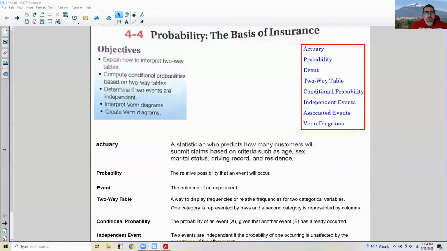Okay, this is chapter 4.4, Probability, the Basis of Insurance. Objectives in this chapter section are, we're going to explain how to interpret two-way tables, compute conditional probabilities based on two-way tables, determine if two events are independent, interpret Venn diagrams, and create them as well. Okay, so there are some vocabulary words here, so let's hit that next.